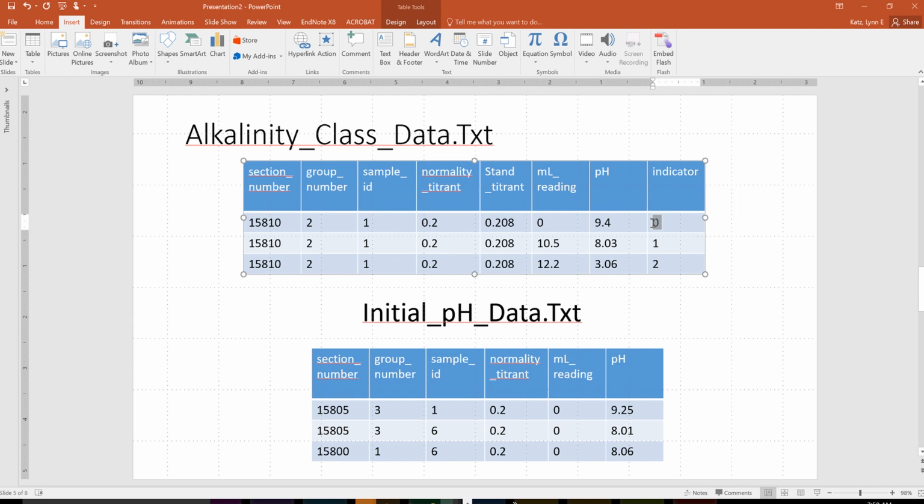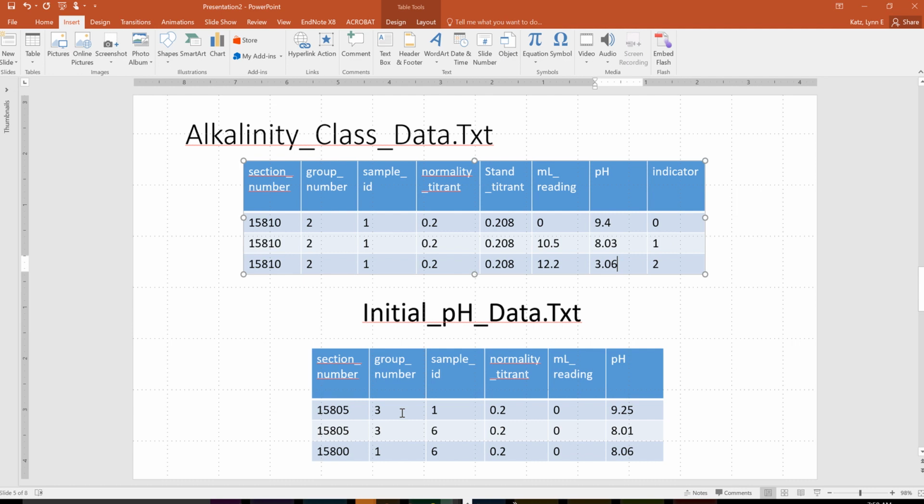0 indicates that we're not at any of the indicator points, so this is just a typical data point. This specific data point shows that this is where the first color change occurred. This is where the indicator changed, occurred at pH 8.03, and the second color change occurred at pH 3.06. So this is just some typical data from that file.